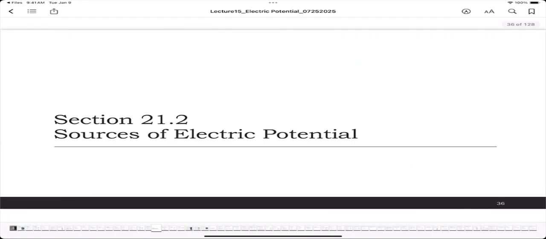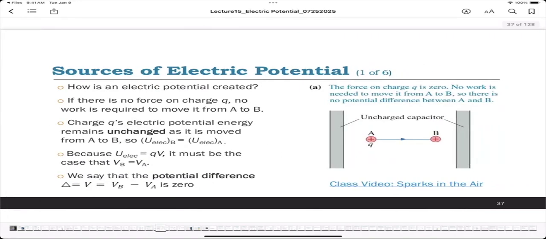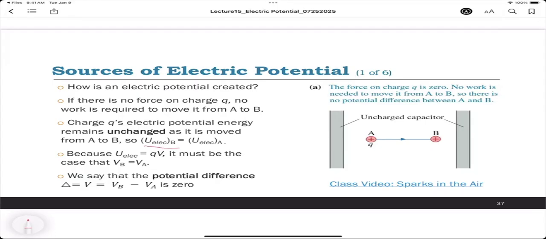Okay. Let's talk about the sources of electric potential. Firstly, let's think about one question: how is an electric potential created? If there is no force on charge Q, no work is required to move it from A to B. That makes sense to you? Charge Q's electric potential energy remains unchanged as it is moved from A to B. So the electric potential energy at B equals A.